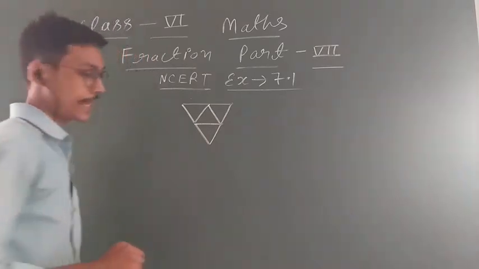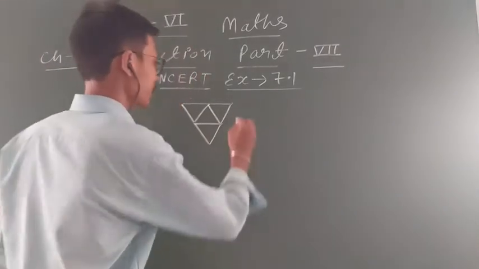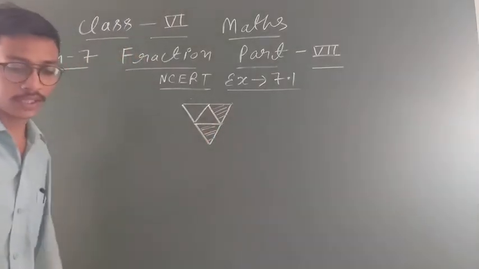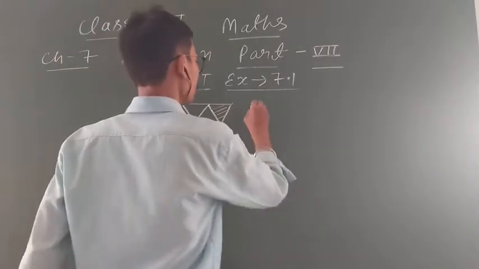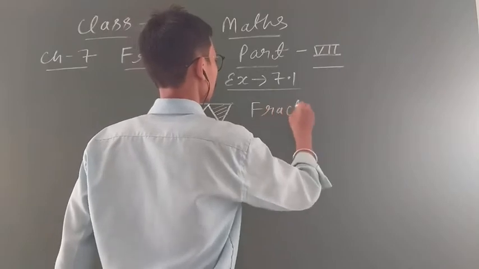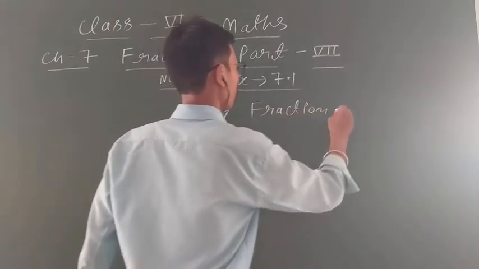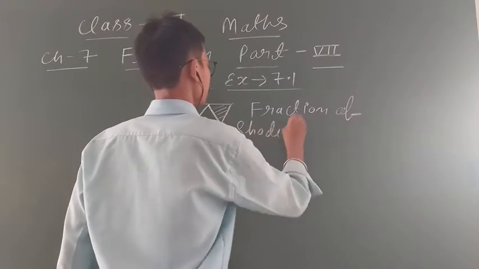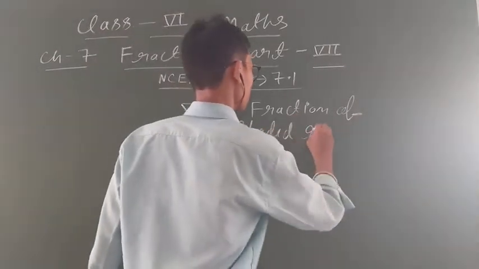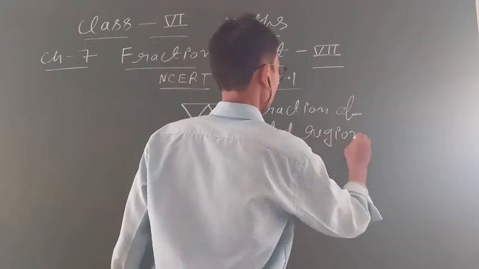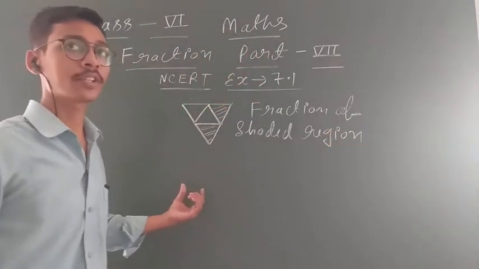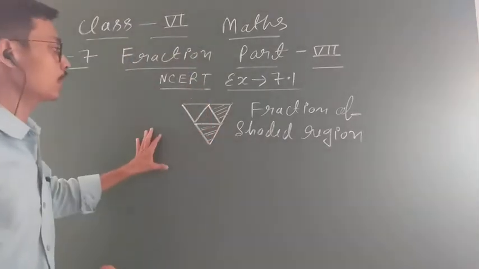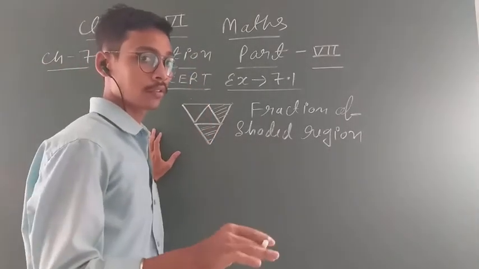So see students, this diagram is given. Now how many parts are shaded? These two parts are shaded. Okay students, now you have to find the fraction of the shaded region. So students, what we studied in the previous video: if you have to find the fraction of the shaded region, what will we do? First, we will find the total number of parts.